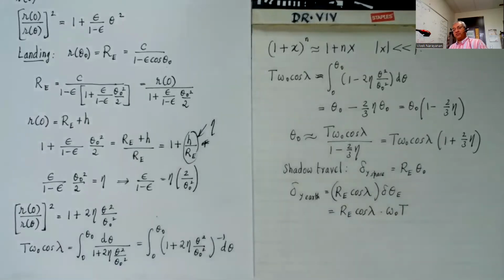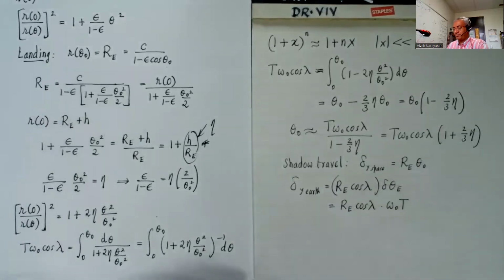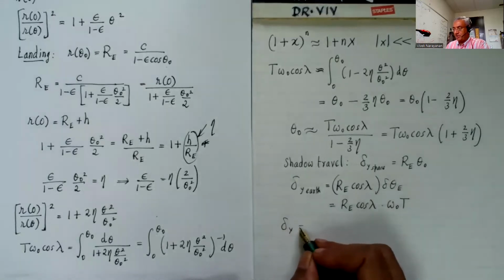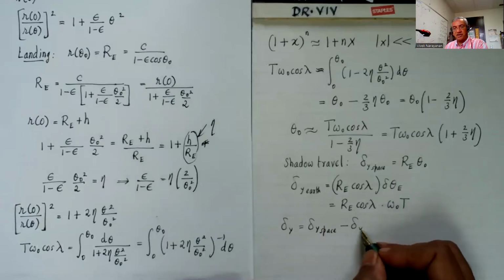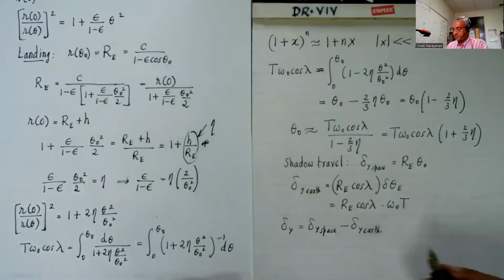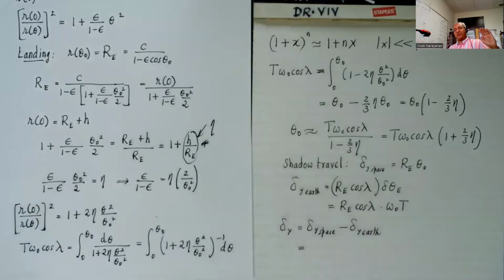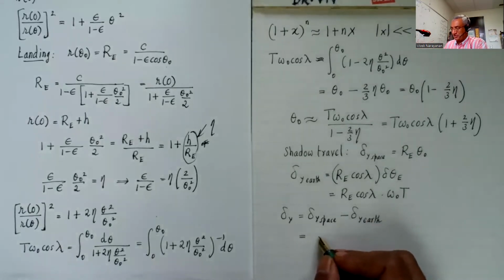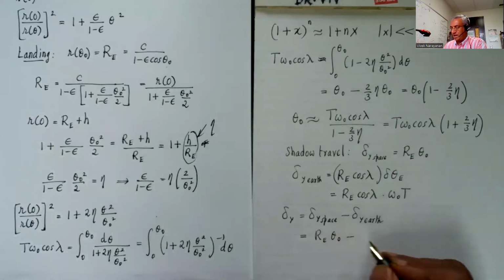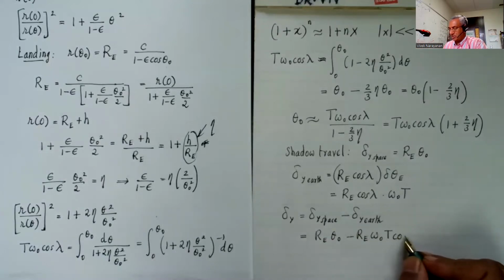Why are we looking at both these deflections? Because you have to take the difference of them to get the true deflection. So the true deflection delta y is going to be delta y in space minus delta y of the Earth itself. Remember, this is a reference frame fixed to the stars. So we have to look at how much things have moved in space and how much the Earth has moved. So I get delta y of space is just that. So re theta naught minus re omega naught t cosine lambda.